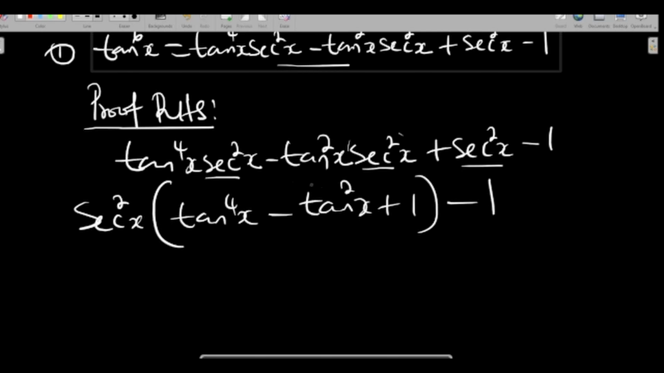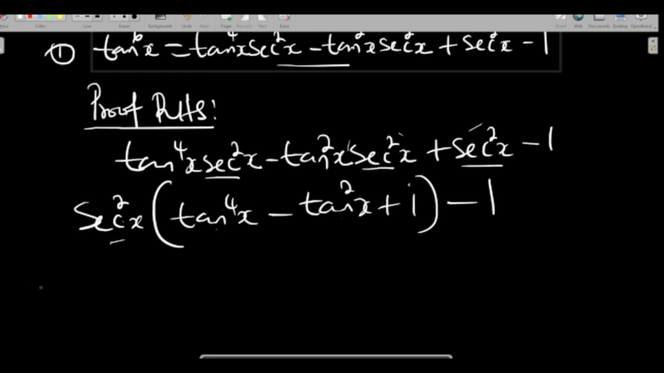So what we actually did here was when I factored it out, secant squared x divided by secant squared x is a 1. Tan 4x times 1 gave us tan 4x. Now I factored it out again from here. Secant squared x divided by secant squared x gave us a 1. Tan squared x times 1 gave us the same thing. Now again, I factored it out from here. Secant squared x divided by secant squared x gave us a 1, which you see here. And then, because it ends here, I ended the bracket here, and then the negative 1 remains outside.